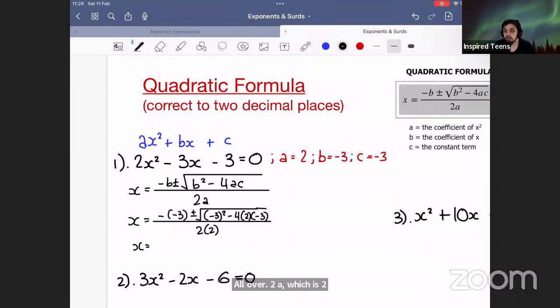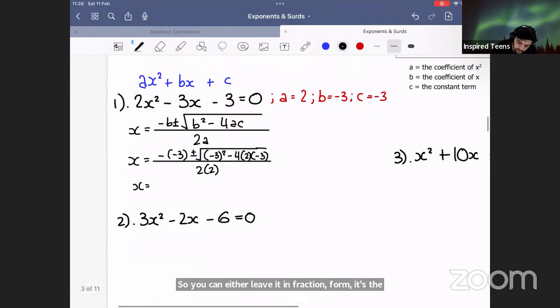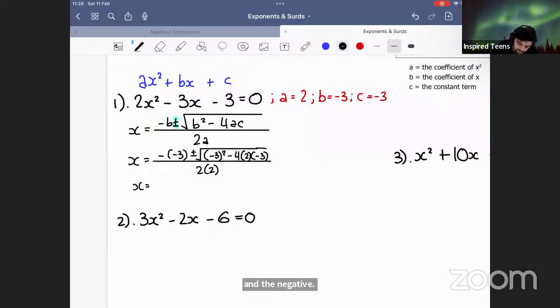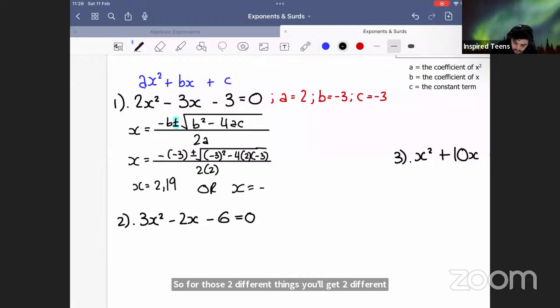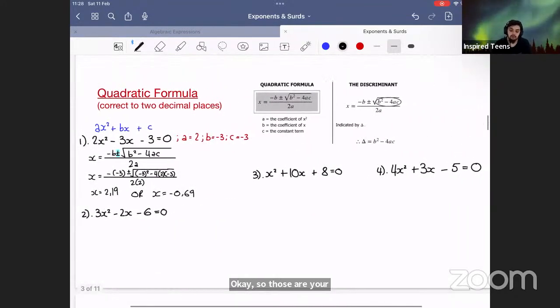When I do the calculation for this, let me see what answer we get. You can either leave it in fraction form if that is okay, or you can leave it in decimal form. You get 2 options, because remember, you're using the positive and the negative, so for those 2 different things, you'll get 2 different answers. So x is equal to 2.19, or x is equal to -0.69. Those are your options for x using the quadratic formula.